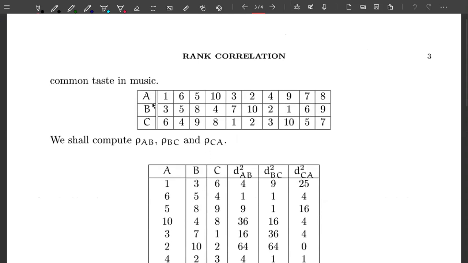So the first judge has given the following ranks for the contestants. The second judge, that is Judge B, has given the following ranks to the contestants, and Judge C has given the following ranks for the contestants here. So now, based on these ranks, we have to find out which 2 judges have the same taste in music.